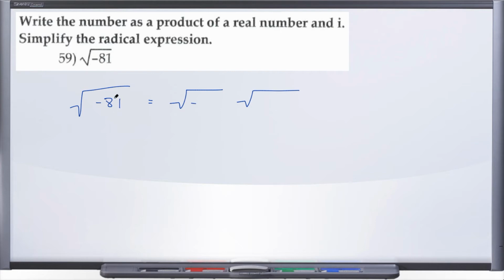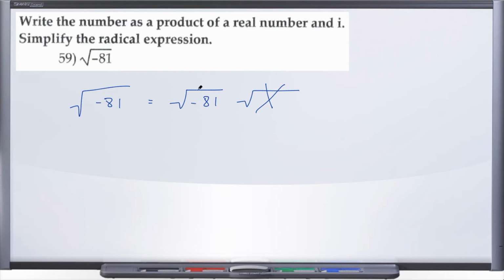And is 81 a perfect square? Yeah, it is, isn't it? So the whole thing can go under the good stuff radical. And so for this example, there is no bad stuff, right? So that's good. But now you might be asking yourself, well, what about that negative? I don't know what to do with that negative.